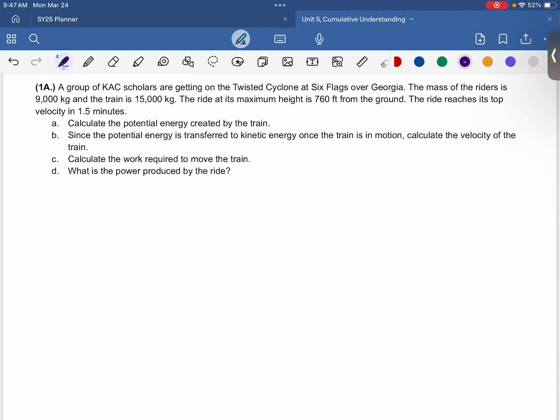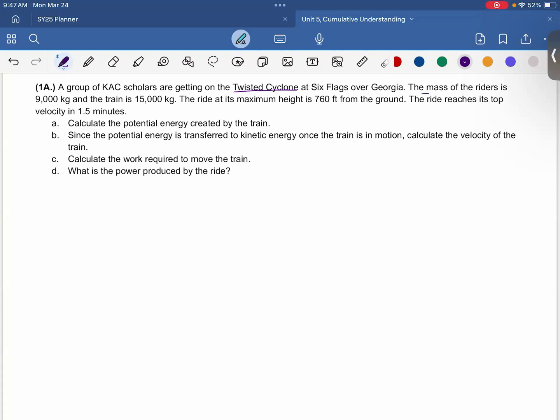Let's start with our cumulative practice problem 1A. A group of KAC scholars are getting on the Twisted Cyclone at Six Flags Over Georgia. If you don't know, the Twisted Cyclone is a ride that drops people while spinning them around on the roller coaster. But it is basically a single direction roller coaster.